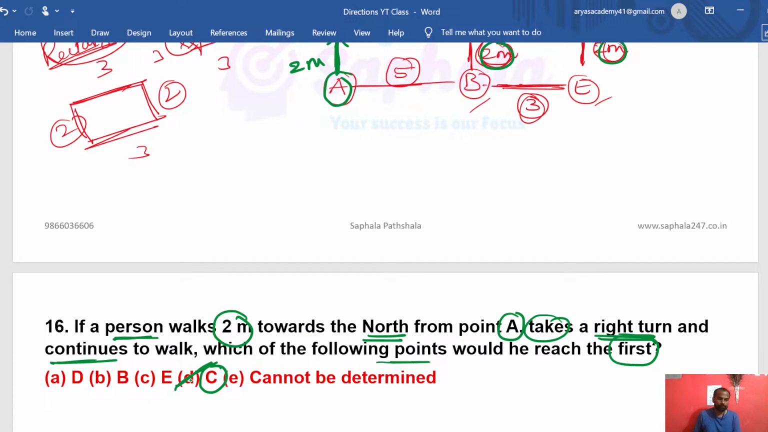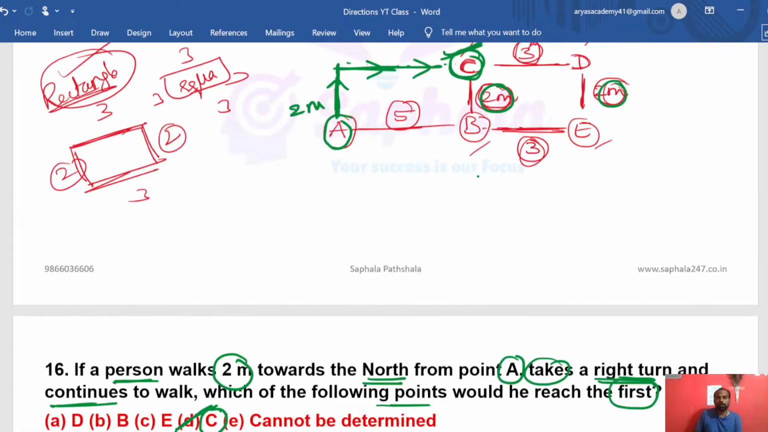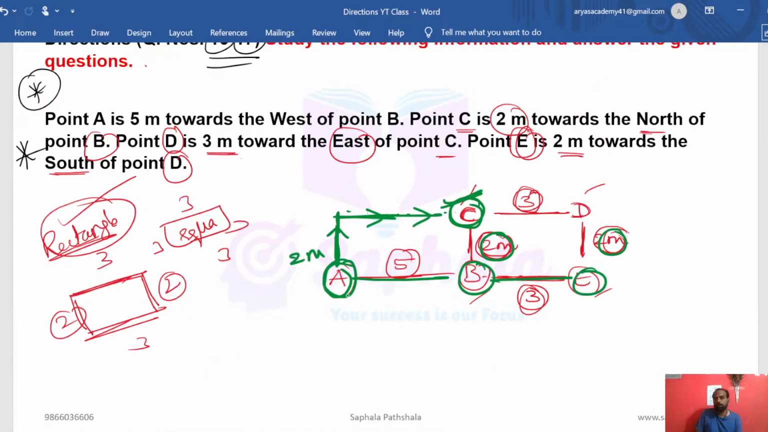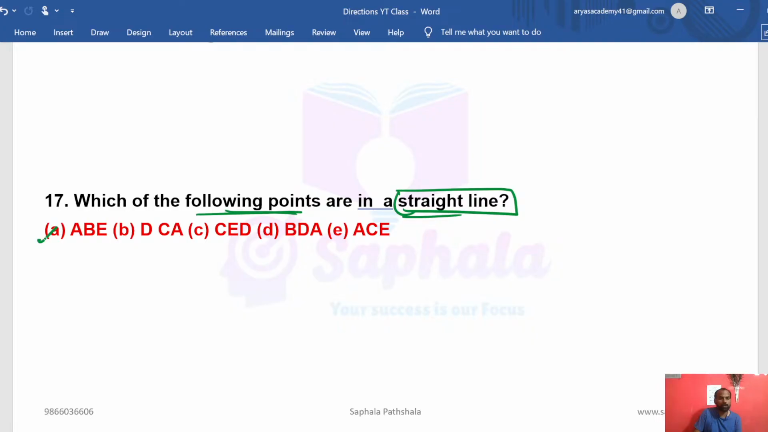Yes. Now we will be solving another question. It was there, no? So which of the following points are in a straight line? I already showed you 3 points were in a straight line, na? A, B, E. All of them are in a straight line. So the answer is A, B, E. A, B, E is the straight line. So the answer is option A.